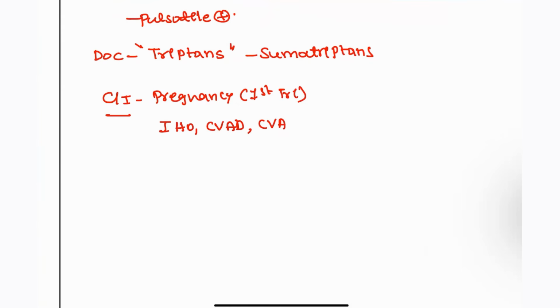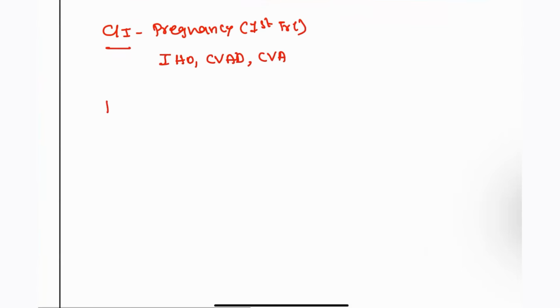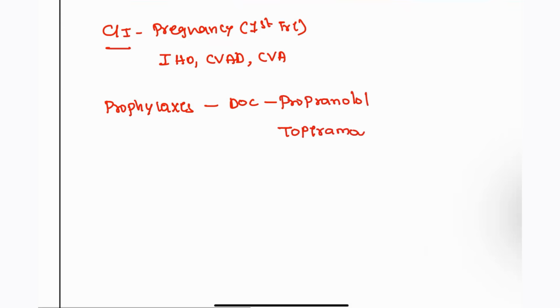Okay, but prophylaxis has to be started for this patient. For the prophylaxis, the drug of choice is the beta blockers. Most commonly, we are going to give propranolol. Other than that, topiramate can be given. This will help with weight loss for this patient.